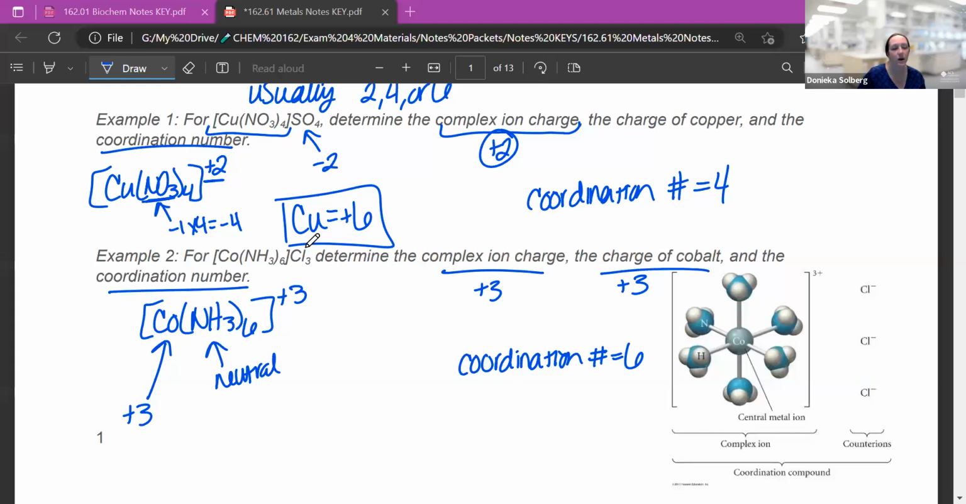Okay, so I had 3 chlorides, so the negative ion is -3, so that means that this compound had to be +3. Now this is NH3. Notice it's not NH4 plus, it's just NH3. NH3 is not a polyatomic ion, it doesn't have a charge. So that means that none of these attached to the cobalt are charged, so the cobalt must have been +3. And finally, the coordination number: I have a picture over here, 1, 2, 3, 4, 5, 6 of the NH3s, or the ammonias, attached to it. So that means its coordination number is 6.